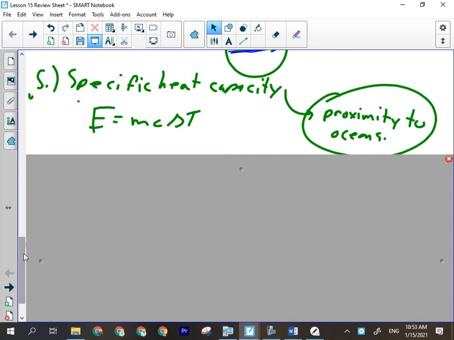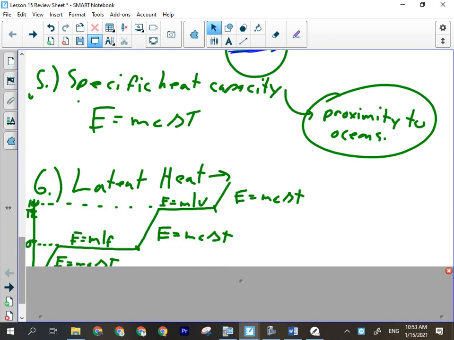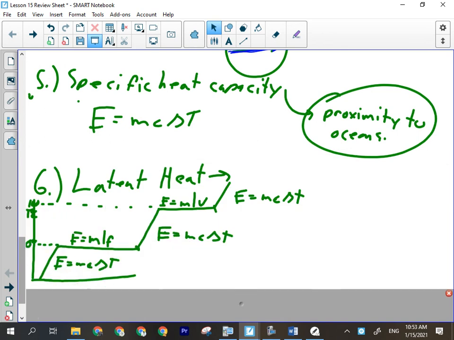Then we've got the heating curve of water. You have a heating curve of water problem.